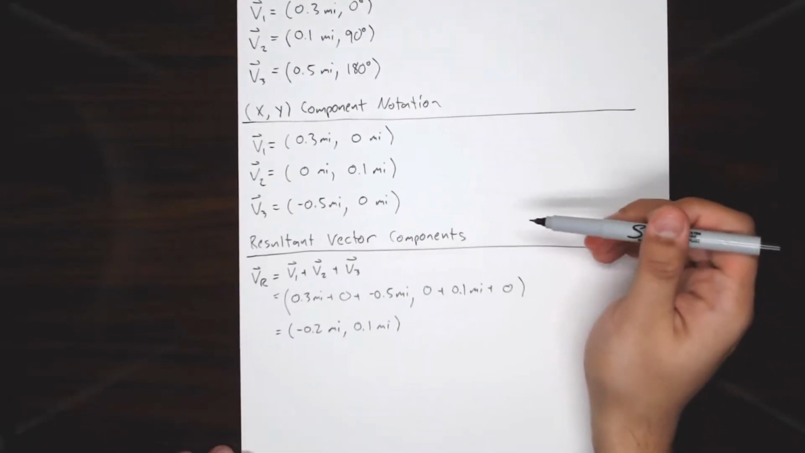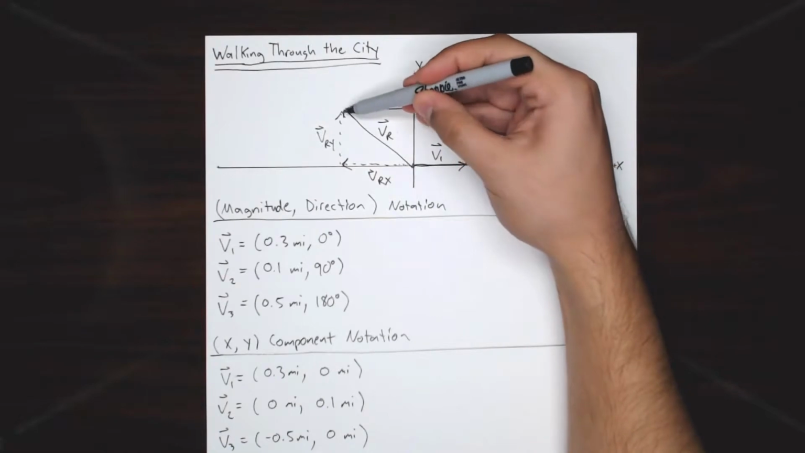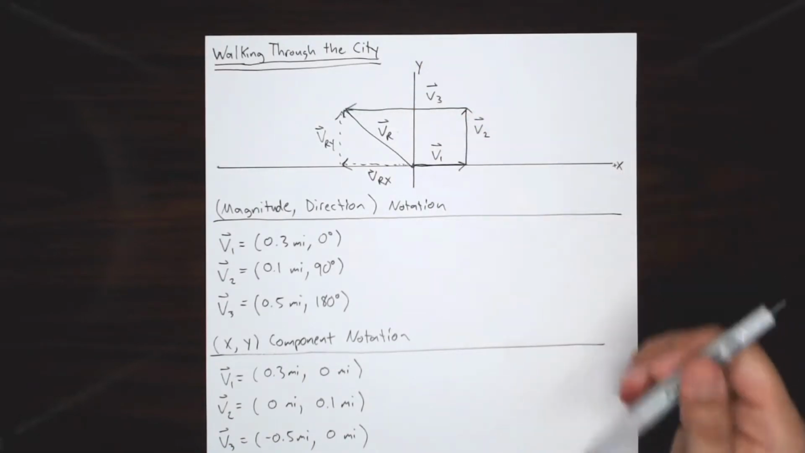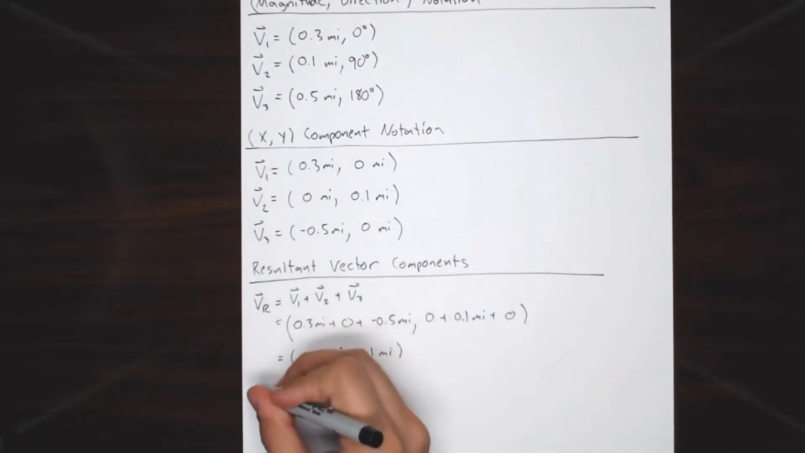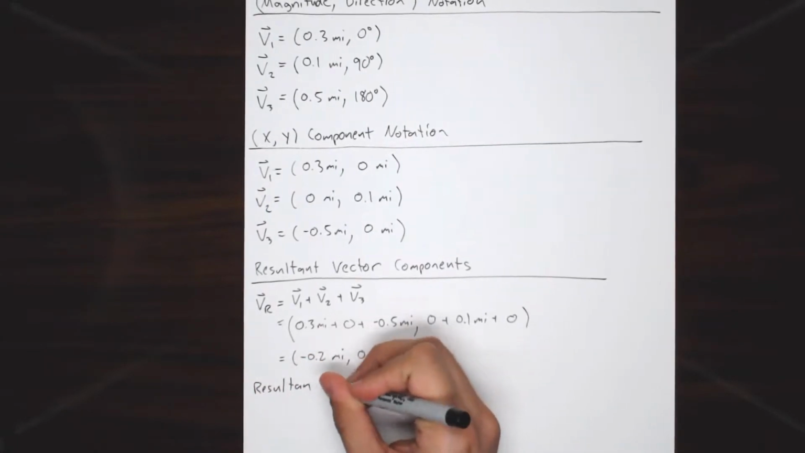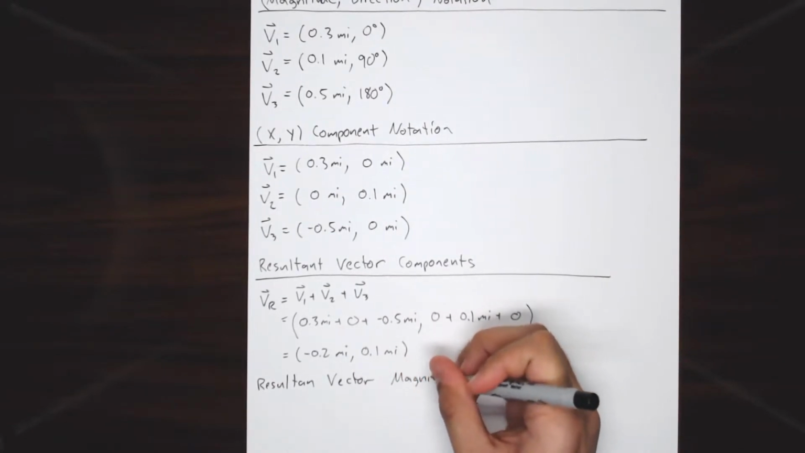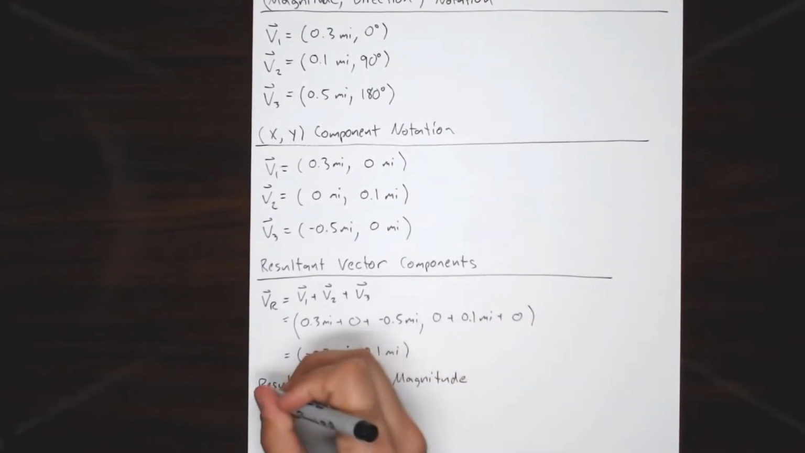So now that we have those, we can actually go in and find the magnitude of VR, which is basically the length, is represented by the length of this vector in the diagram. And so we're going to say resultant vector magnitude.